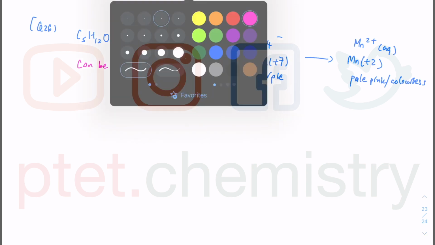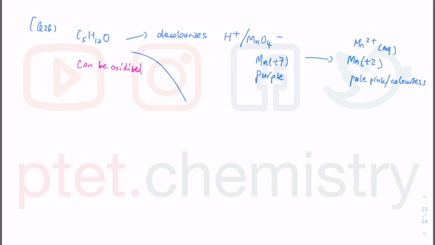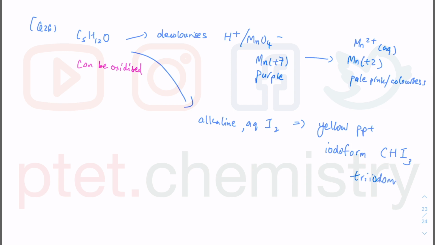Onto your second point, we also said that it gives a result with alkaline aqueous iodine. So alkaline meaning in an OH minus environment. Aqueous iodine is just I2 in water. If I write aqueous already in front, I don't need to. I get a yellow precipitate. This precipitate is something you call iodoform. Iodoform is triiodomethane. That is the official name, triiodomethane.